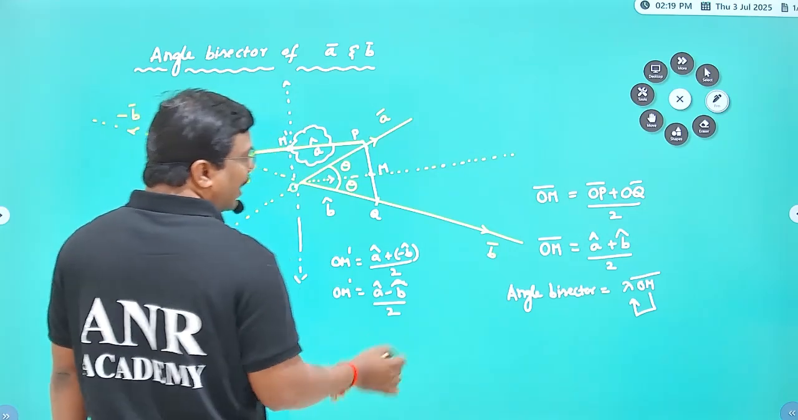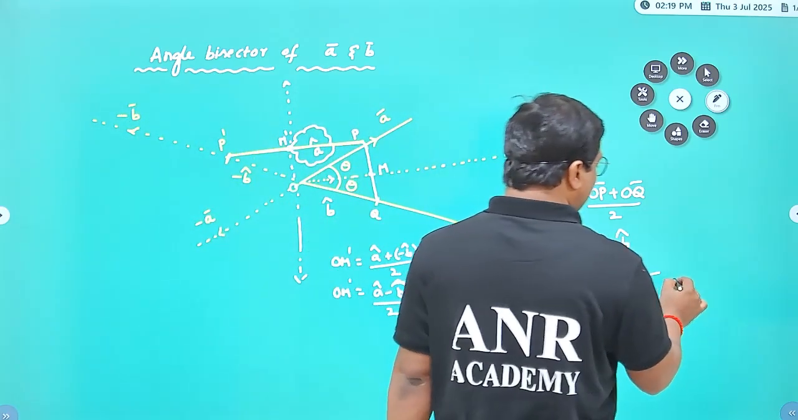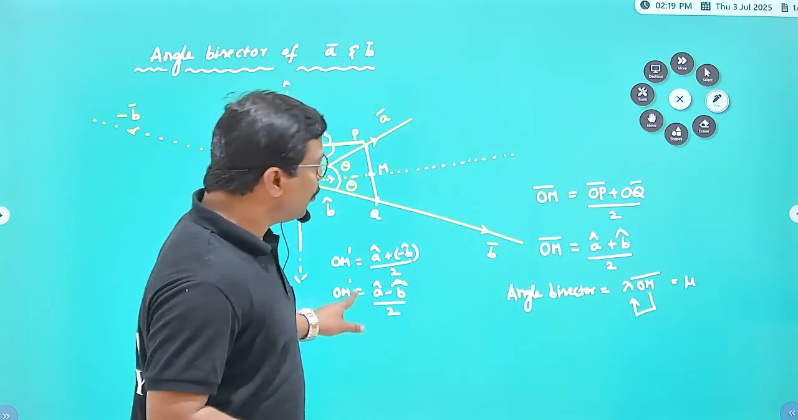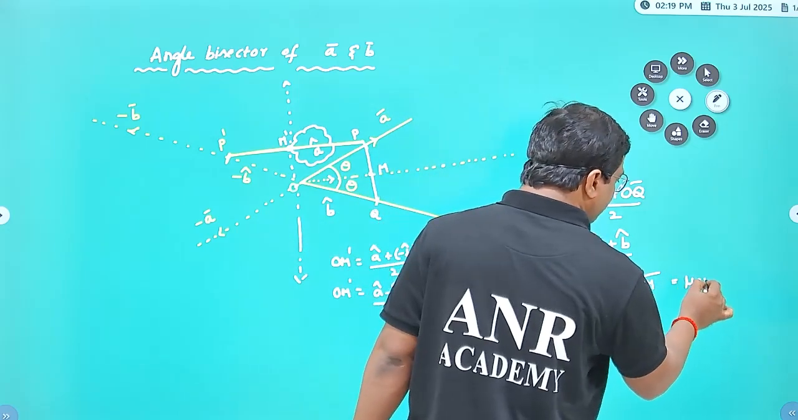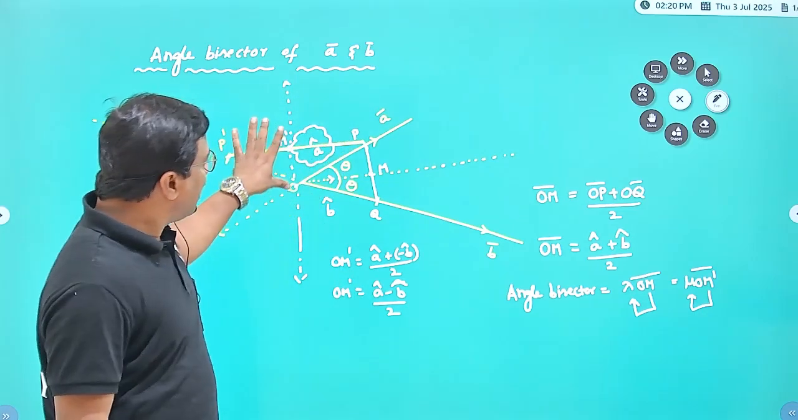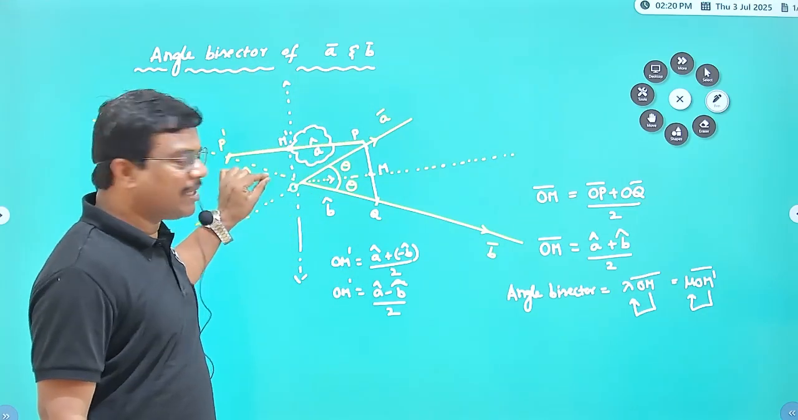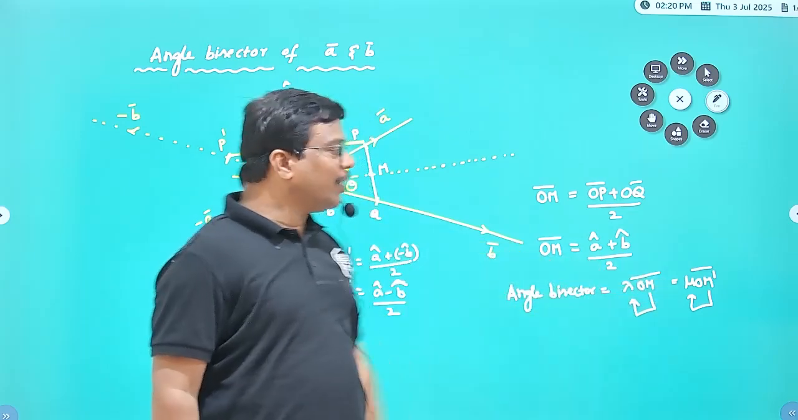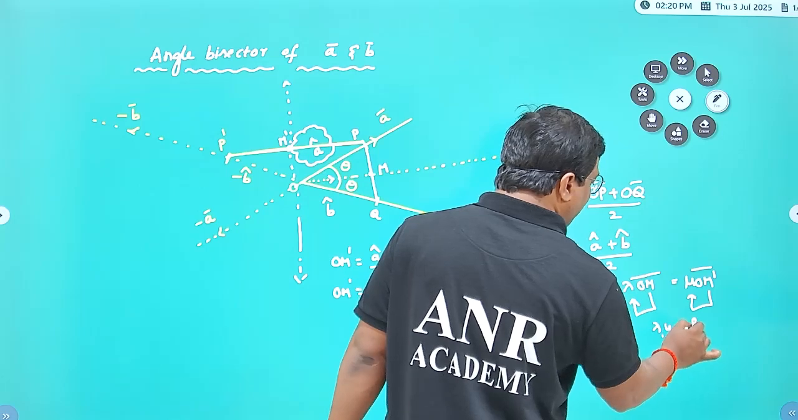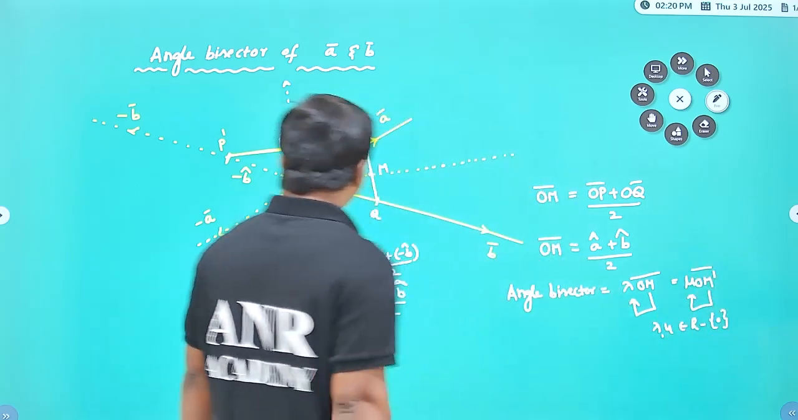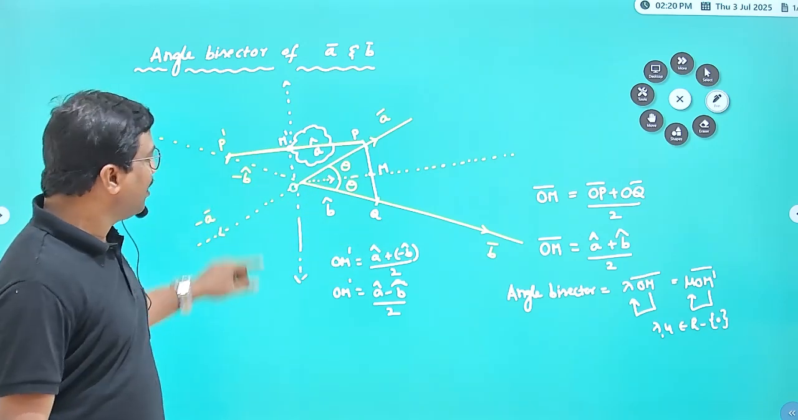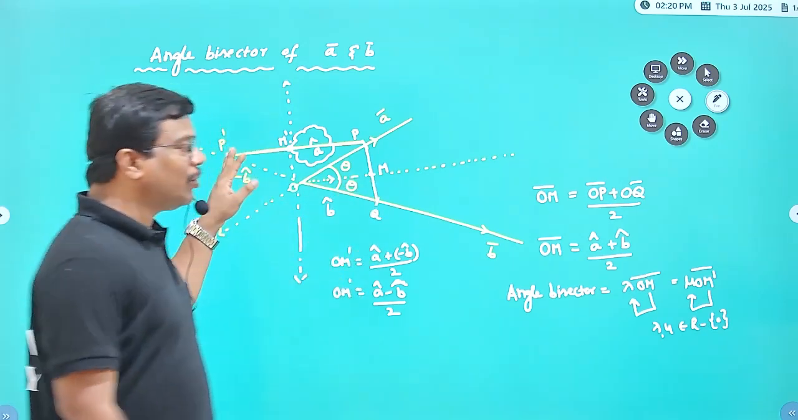And also the angle bisector, you can write some mu into OM dash, that is, the angle bisector is along the direction of OM dash. Due to that reason, some mu into OM dash is written, where lambda, mu are real numbers except 0. If you write 0, you will get the 0 vector.